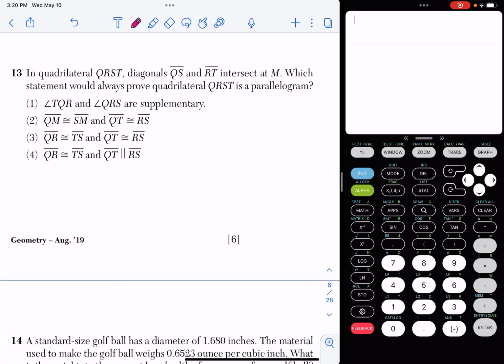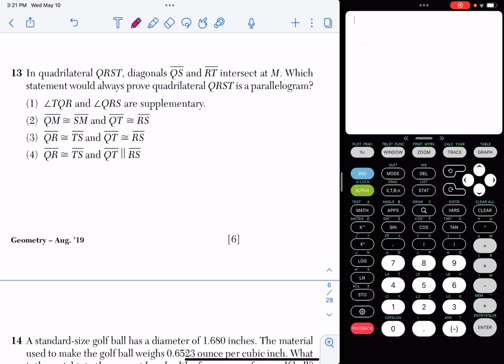Hi everyone, in this video we are going to be looking at multiple choice questions 13 through 24 from the August 2019 Regents exam. So let's first start with number 13. In quadrilateral QRST, diagonals QS and RT intersect at M. Which statement would prove it's a parallelogram?